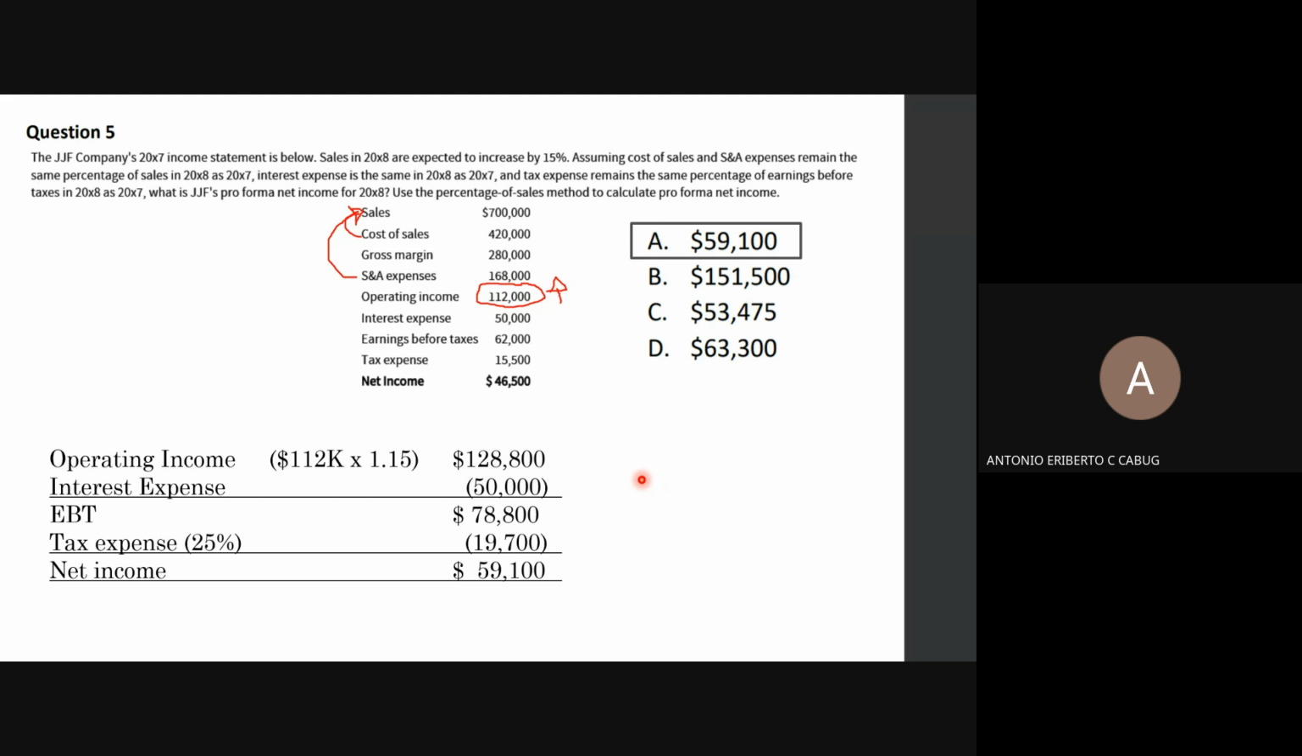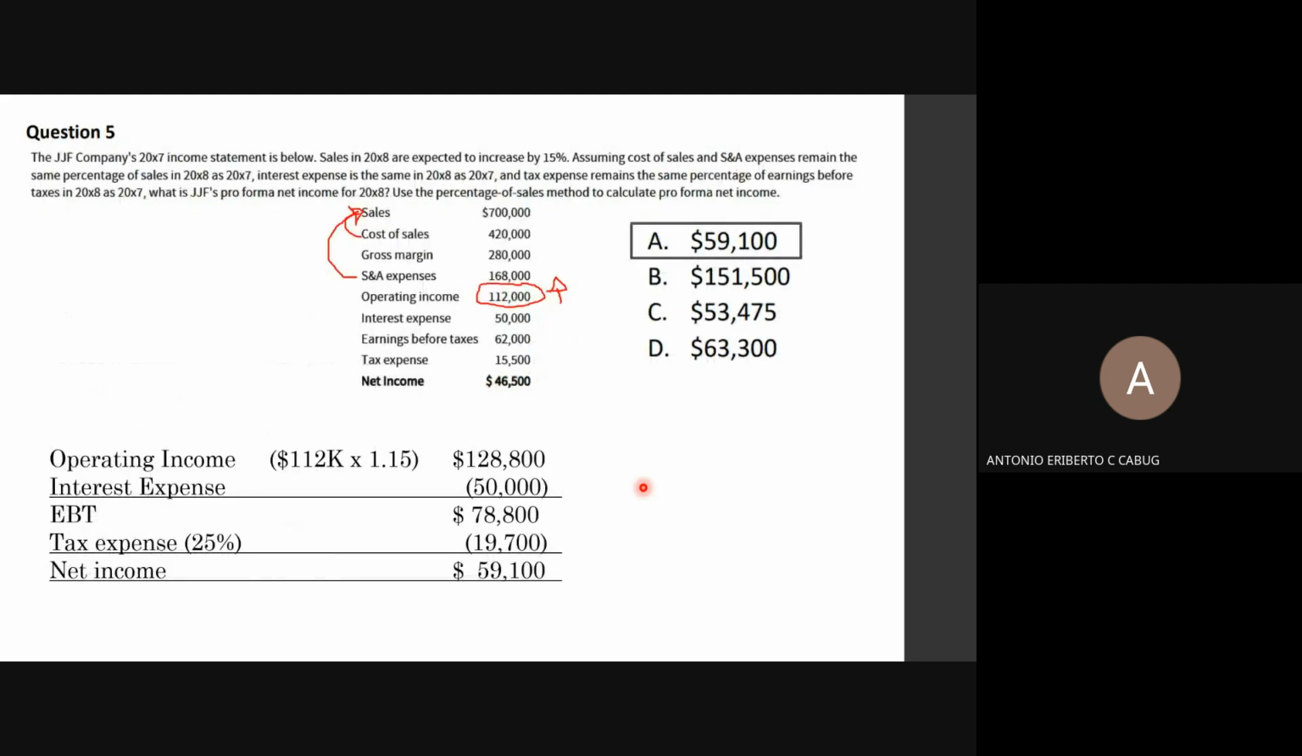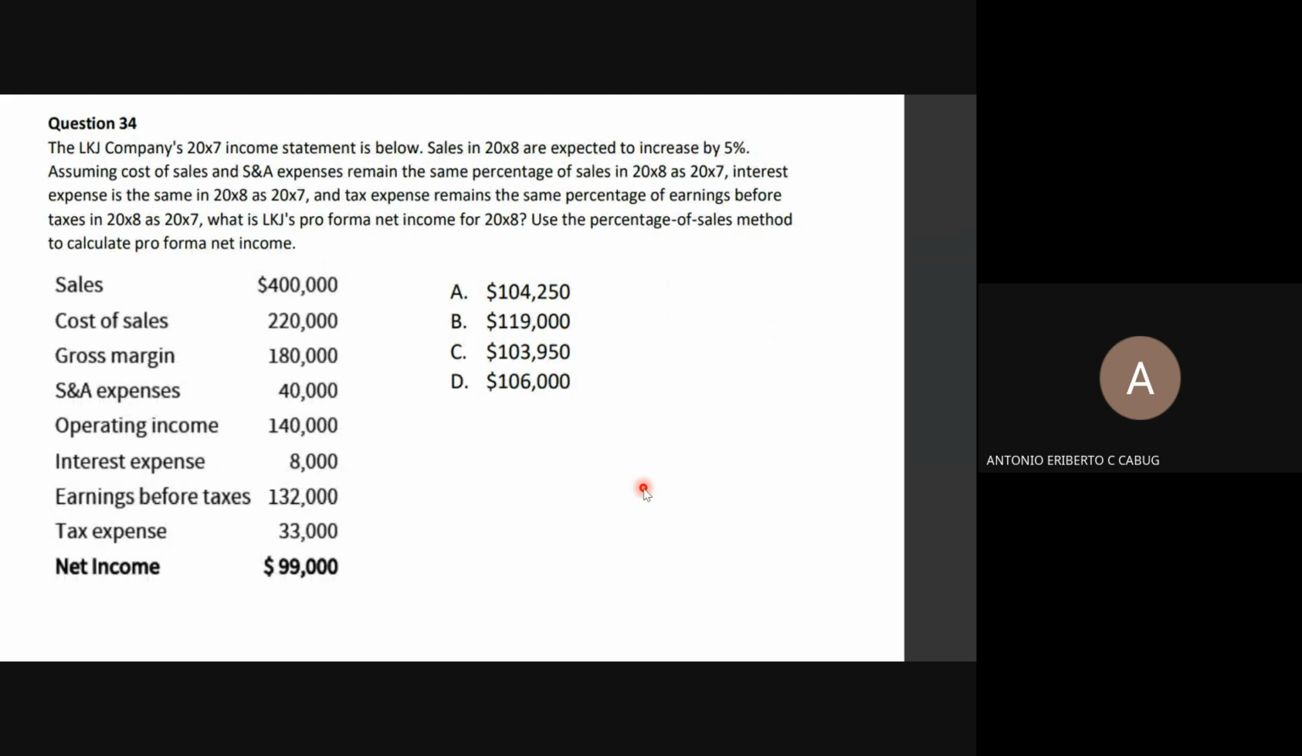Very good. What about this one? Okay, letter A ang sagot dito. What about this one? I will give you just 1 minute. Okay, 1 minute is enough for this one. Go.